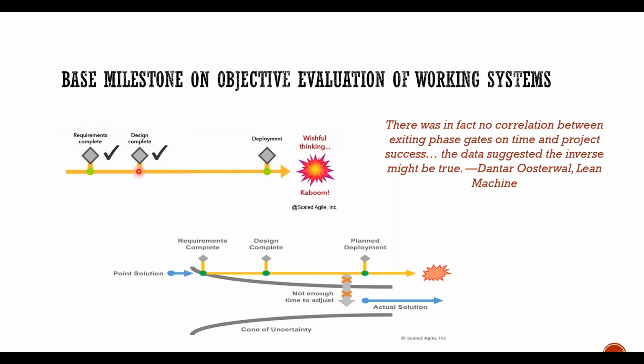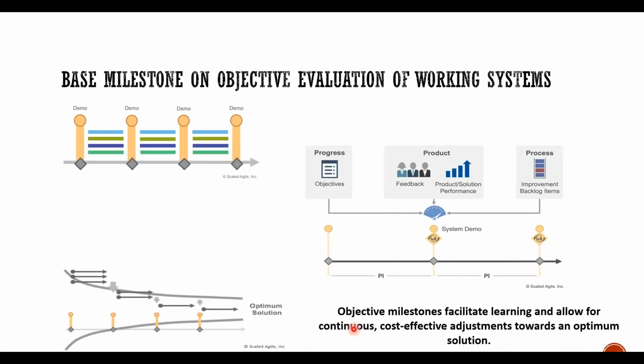So even if you have completed the phase gates in time, there is no correlation between exiting phase gates on time and the project success. However, data suggested that the inverse might be true, right? Now, what is the recommended approach?